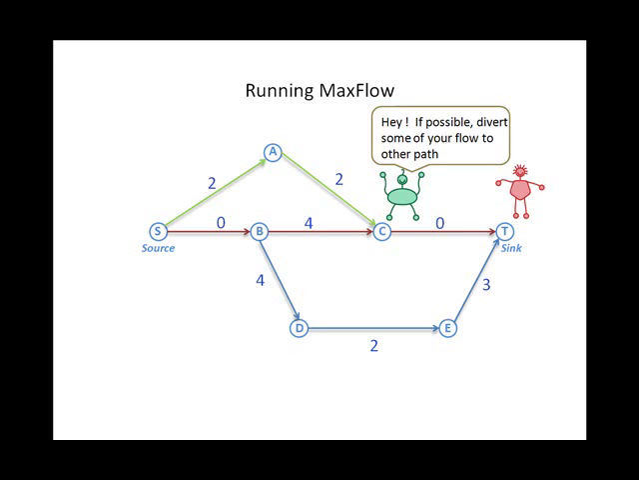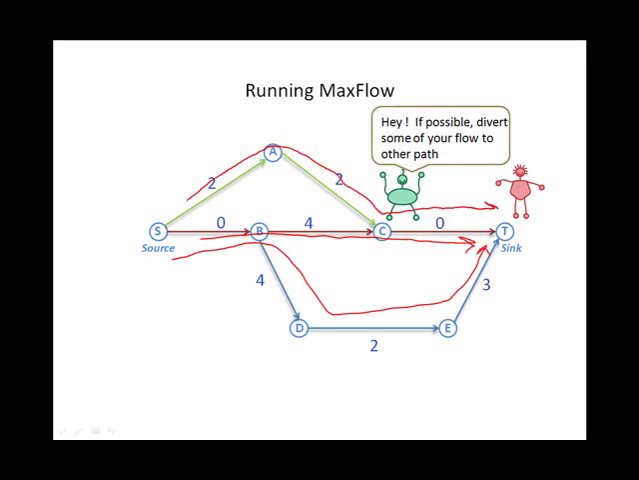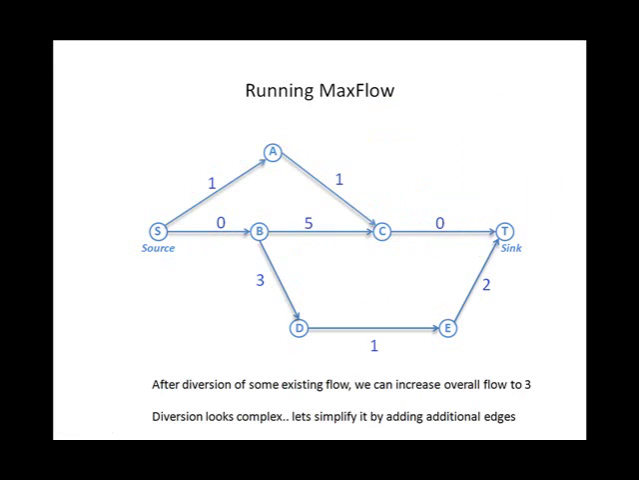Okay. So this flow coming from S, B, C, T, can it find some other path and reach the sink, so that now we can increase the flow along S, A, C and T, that is the green edges. Okay. So all we need to do is divert some of the already existing flow through some other path. Okay. So after diversion of some existing flow, we can increase the flow to 3.